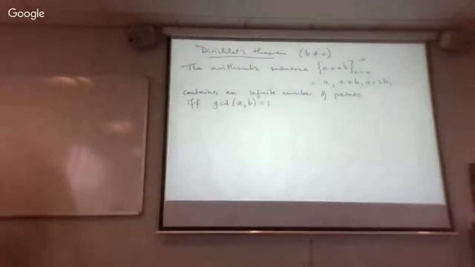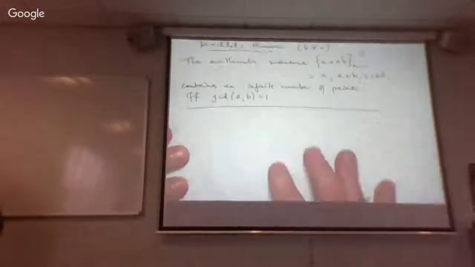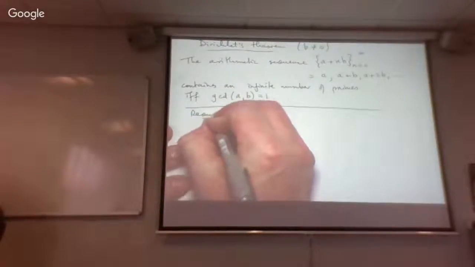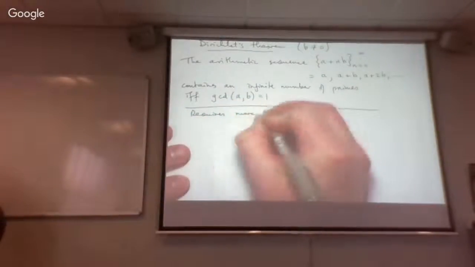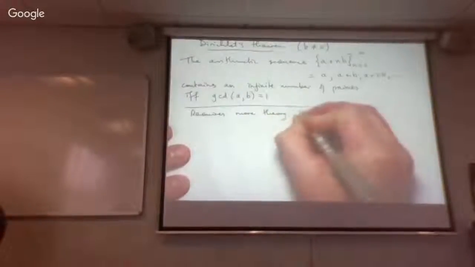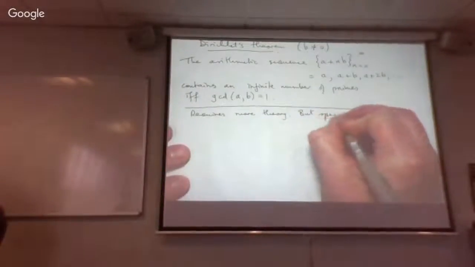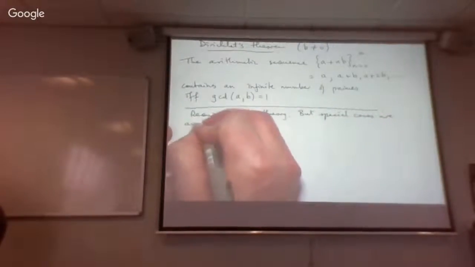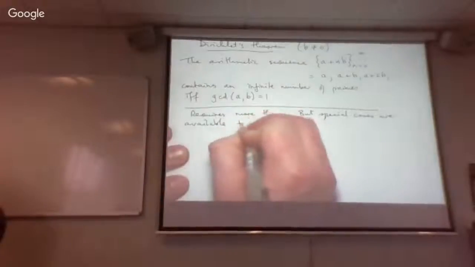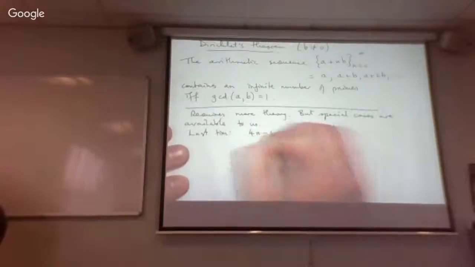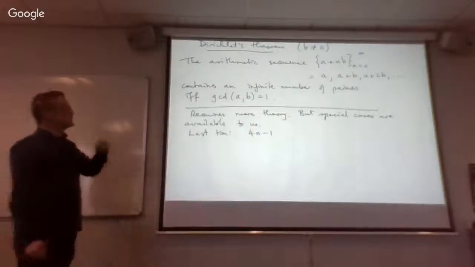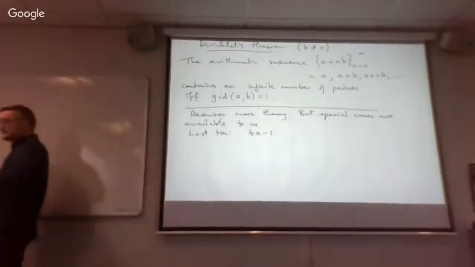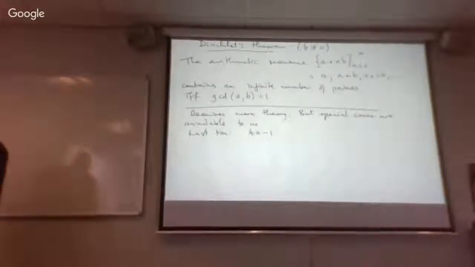So this requires more theory in general, but special cases are available to us. So last time we saw the set of all numbers 4n minus 1. So this sequence, 4n minus 1, contains an infinite number of primes. Okay, we proved that last time.